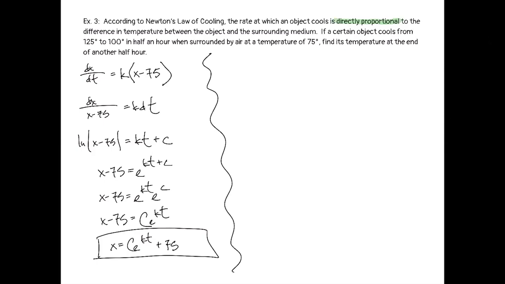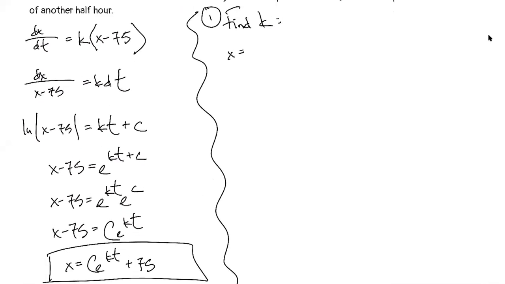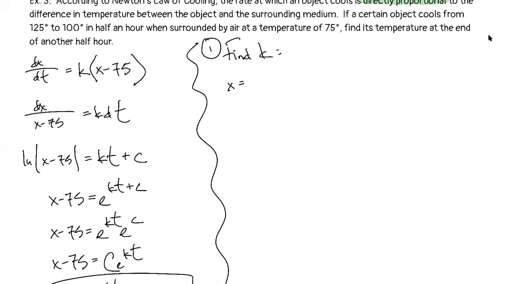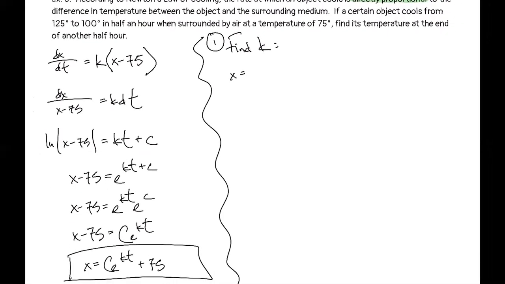So we're gonna go ahead and find k in a very similar process to how we found k in the previous question. So x equals my initial, finding my C. What is my C value here? How do I find that? Any ideas?